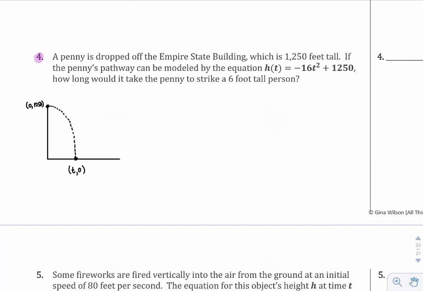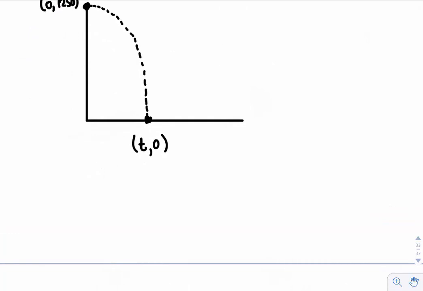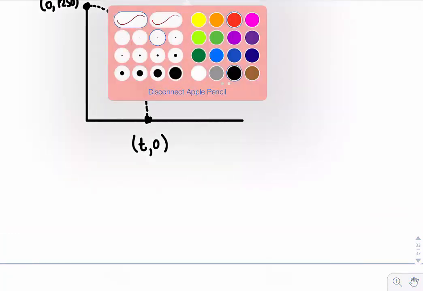So here's what we can do. We want to know how long it will take the penny to strike a 6-foot tall person. So you have to understand on this problem, we have a 6-foot tall person. So I'm going to go ahead and put that in red here.